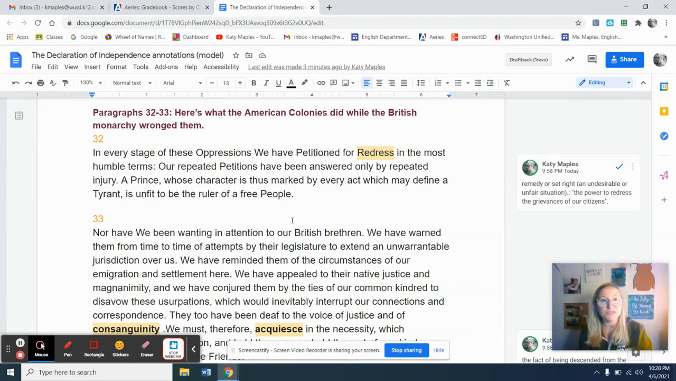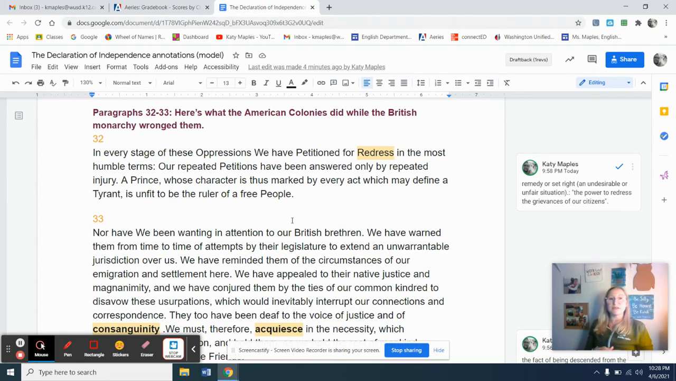In every stage of these oppressions, we have petitioned for redress, meaning remedy. They've tried to have the king fix it in the most humble terms. Our repeated petitions have been answered only by repeated injury. So every time they said, hey, can you help us out, King George? He was like, yeah, no, I'm just going to keep doing bad stuff. Peace.